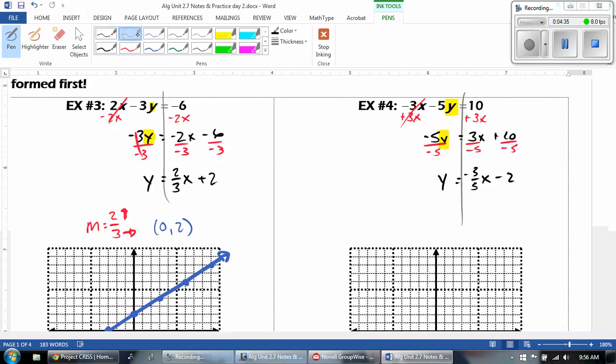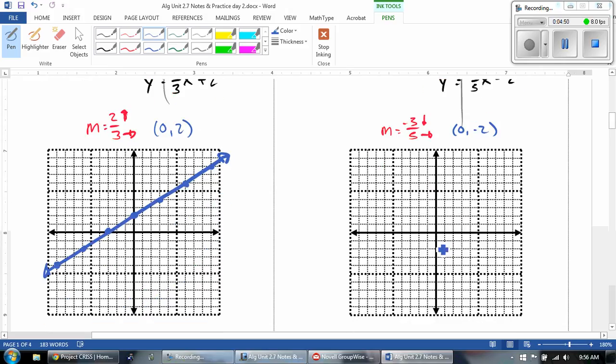So my slope is negative 3 over 5, which means down 3, to the right 5. And our y-intercept is (0, negative 2). So at (0, negative 2) is where we start. Down 3 over 5, down 3 over 5, in both directions. Then use your straight edge to graph, and I add my arrows. Oh, that arrow doesn't look very good. Let's make it look better.